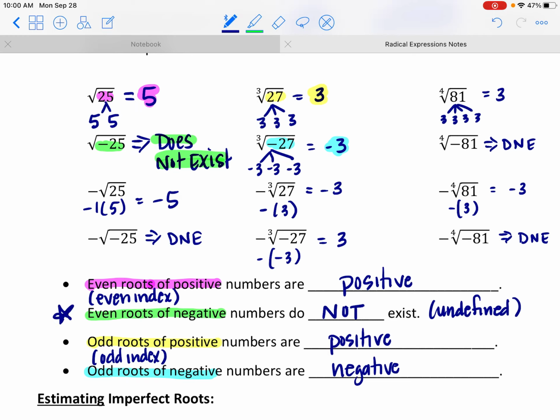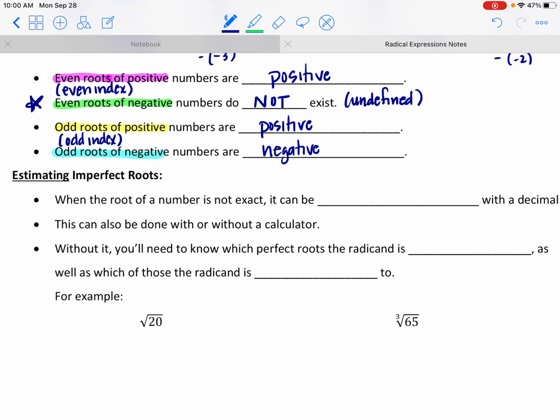Now, I don't know why we wouldn't have a calculator, but if we didn't and we wanted to estimate an imperfect root, when the root of a number is not exact, we could just estimate or approximate it with a decimal, with or without a calculator. Obviously, with the calculator is easier, but we should be able to approximate something like the square root of 20 without a calculator. And how would we do this?